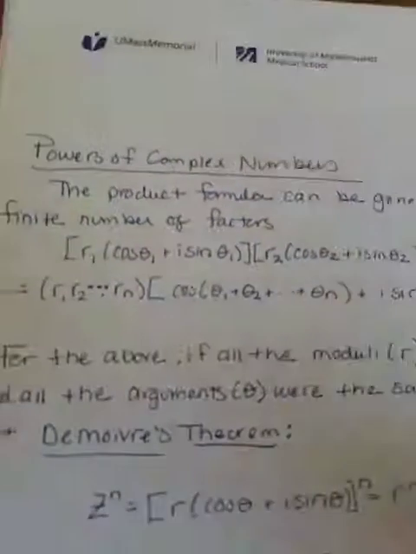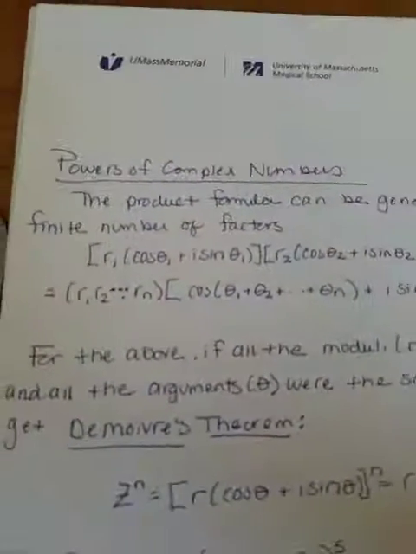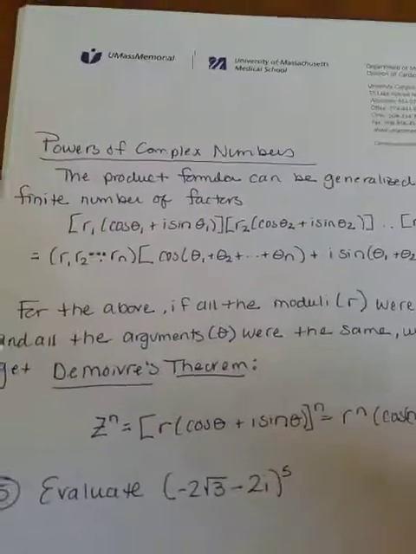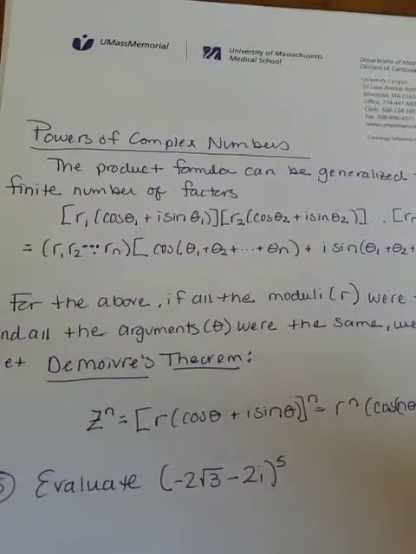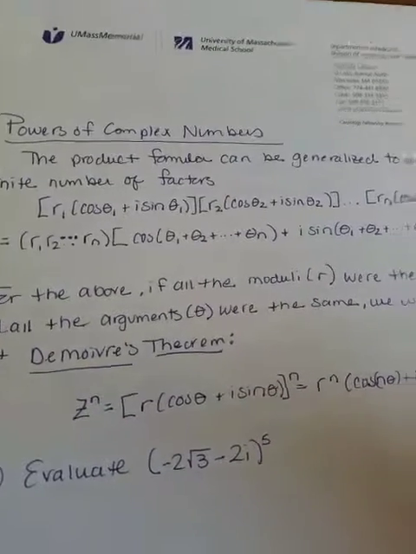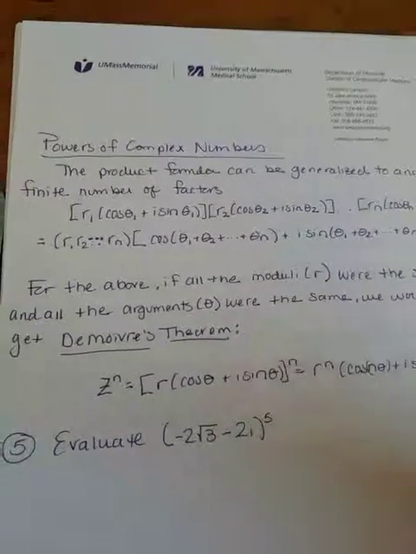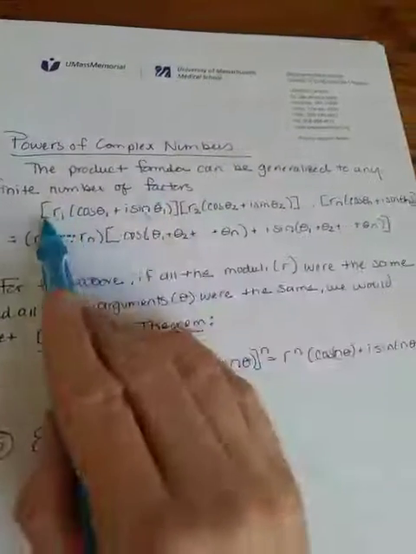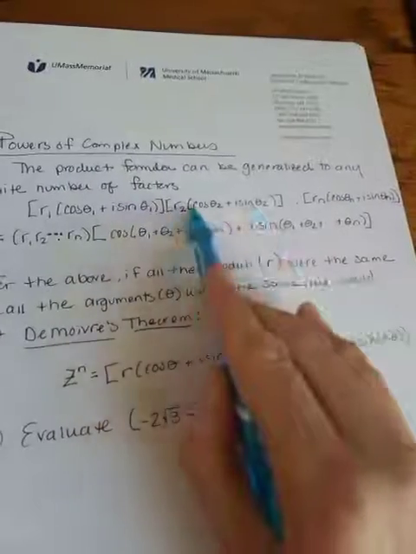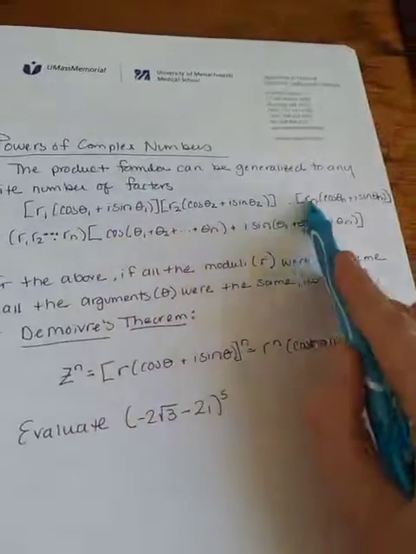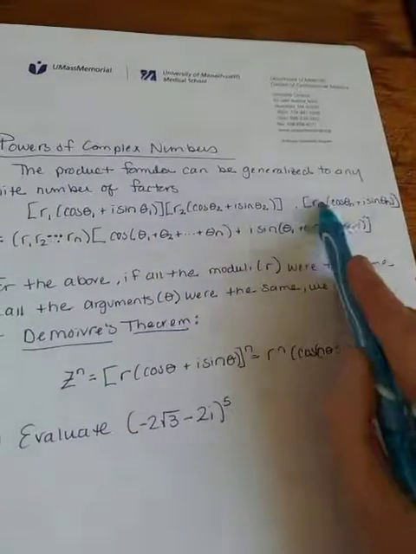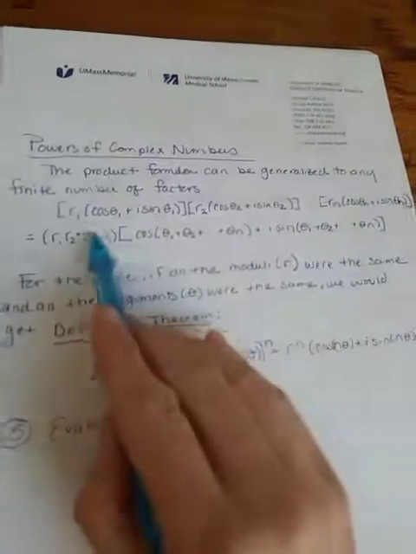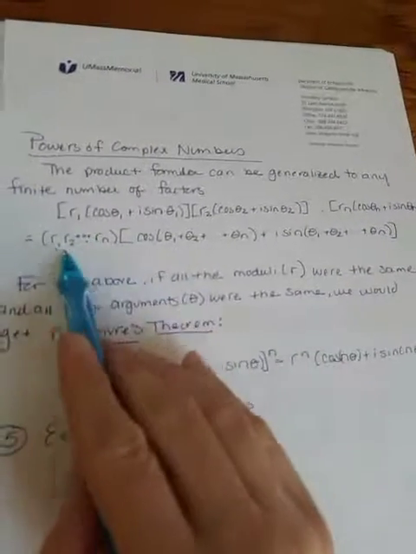Next topic we have is, I know you can't believe it, powers of complex numbers. So the product formula that we just looked at, z sub 1 times z sub 2, can be generalized to any finite number of factors, meaning if you had z sub 1 times z sub 2 dot dot dot times z sub n, with the different r's and thetas, you would just be multiplying. Again, this is how it's generalized.